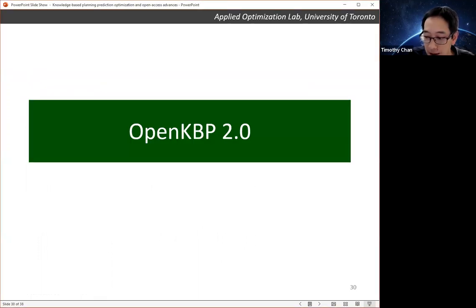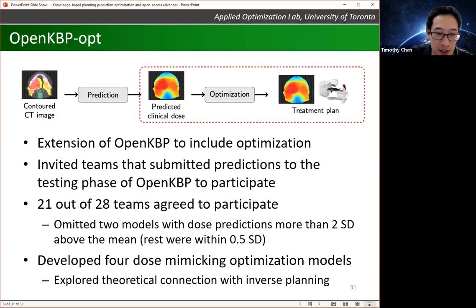Okay, and in the last few minutes, I'll talk briefly about the Open KBP 2.0 competition. This one wasn't a competition like the first one was, but we were thinking about extending beyond prediction to the optimization part of the pipeline. Instead of having a massive open call, we said, let's do it a bit more targeted. Let's invite the teams that submitted predictions to the testing phase of the Open KBP 1 competition.